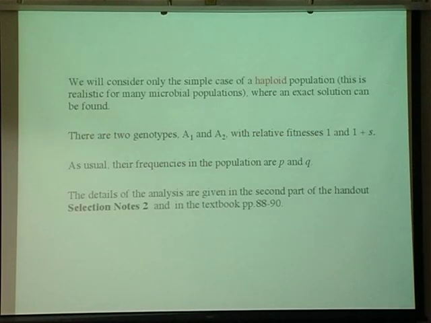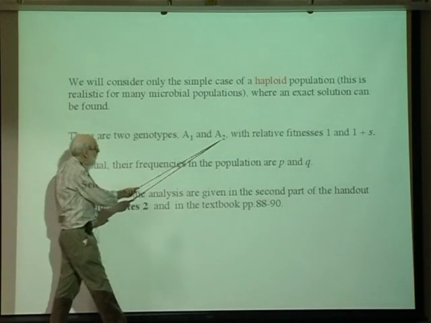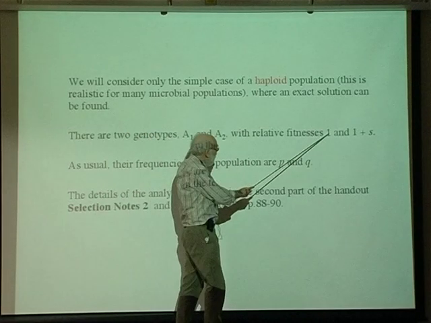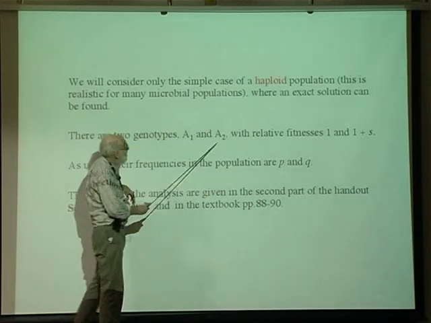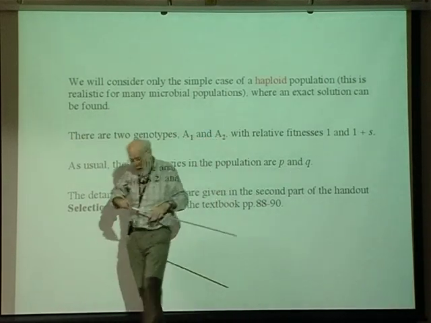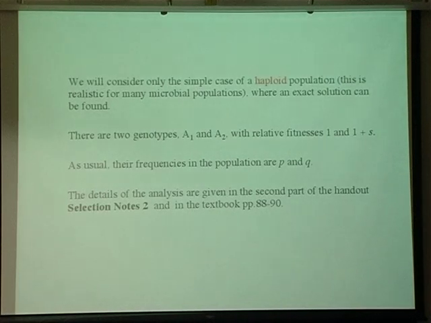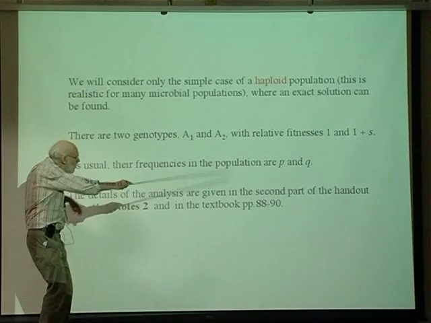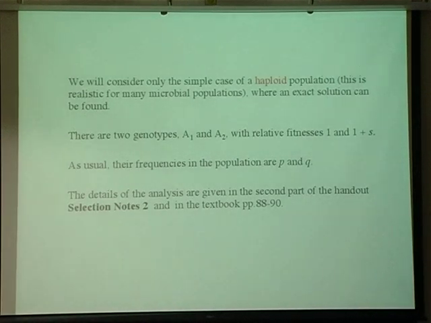I'm going to emulate Lindy and consider a haploid population, very realistic for many microbial organisms. So we now have only two genotypes, A1 and A2. Relative fitness is now 1 and 1 plus s. So now A2 is the good one. It's got a selective advantage of s. So s is the selective advantage of A2 over the wild type. And we have frequencies p and q. Details of the analysis are all given in the handout. We're going to shoot right over those.